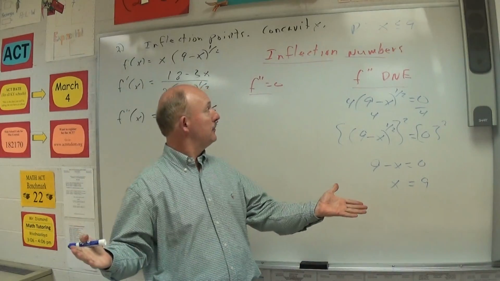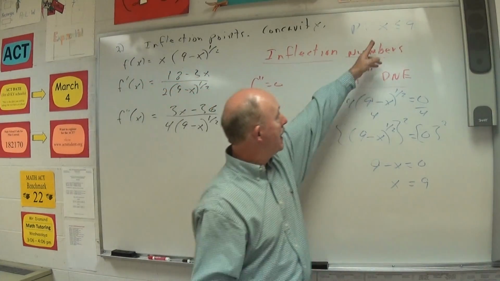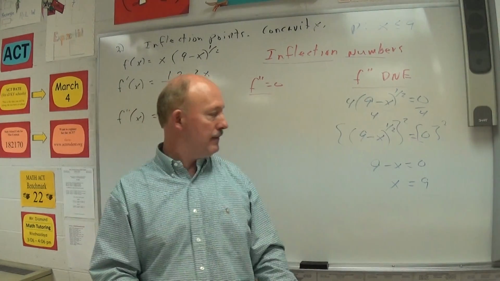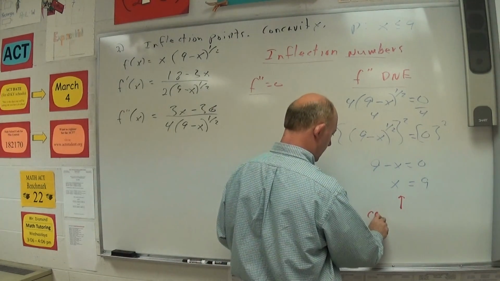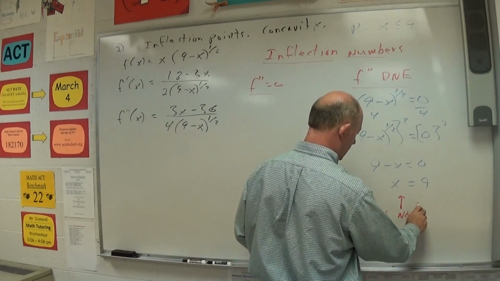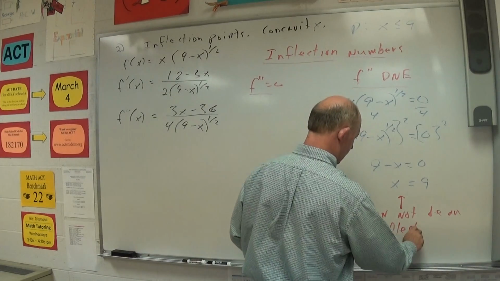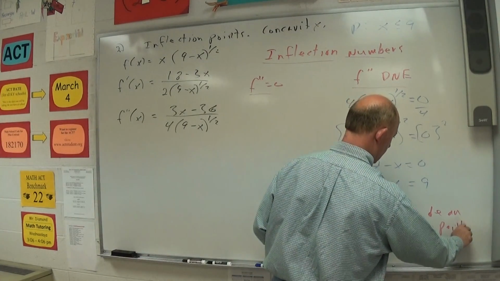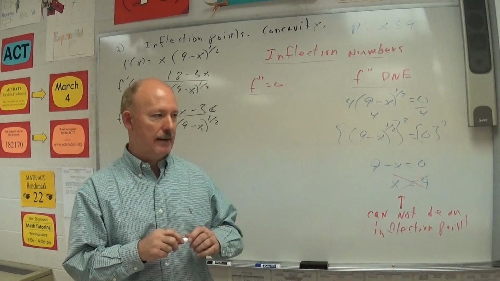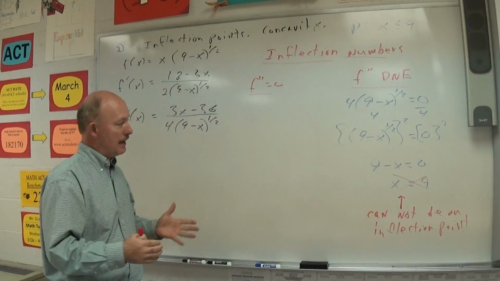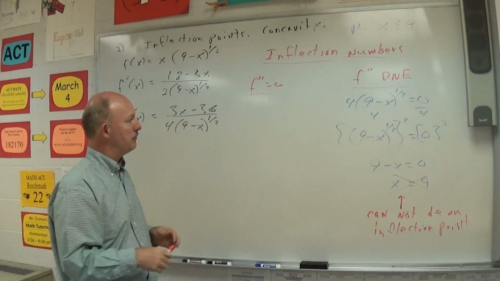But we just said 9 can't be an inflection point. That's the end of our domain. The graph doesn't exist to the right of 9. So this really cannot be an inflection point. Let's cross that off. That's the very edge of the graph. So 9 can't be an inflection point because the concavity doesn't change. It won't change because it doesn't exist past 9.